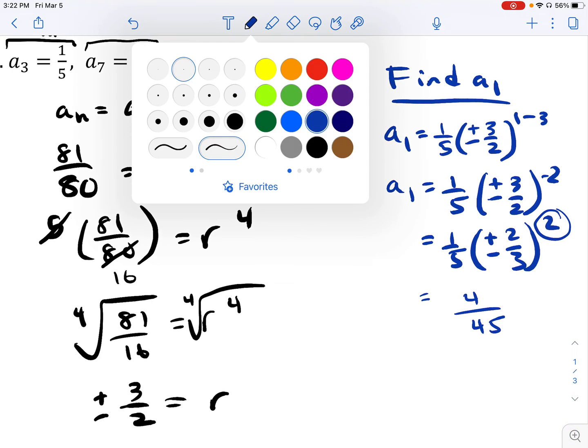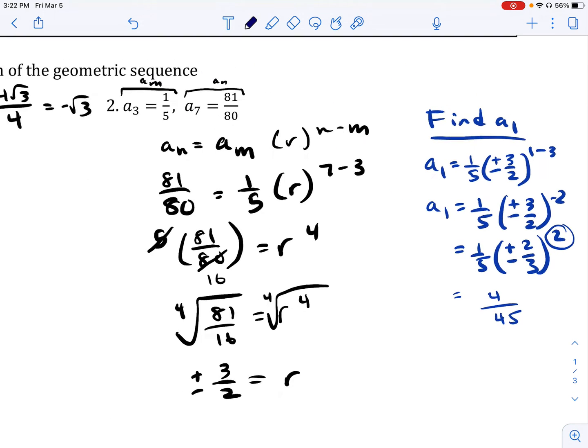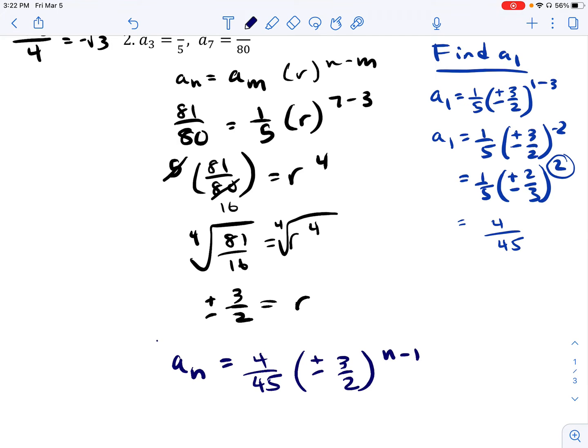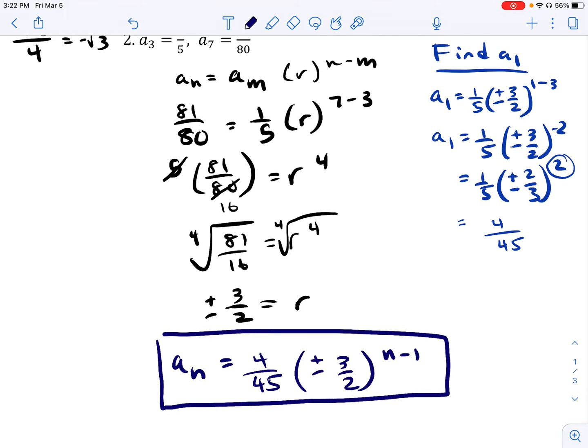So if I want to put it all together to come up with my a sub n, let's write that here. We'd say a sub n is equal to my first term, 4 over 45, times my common ratio, plus or minus 3 halves, raised to the n minus 1. So there's my general term, or my nth term, I should say.